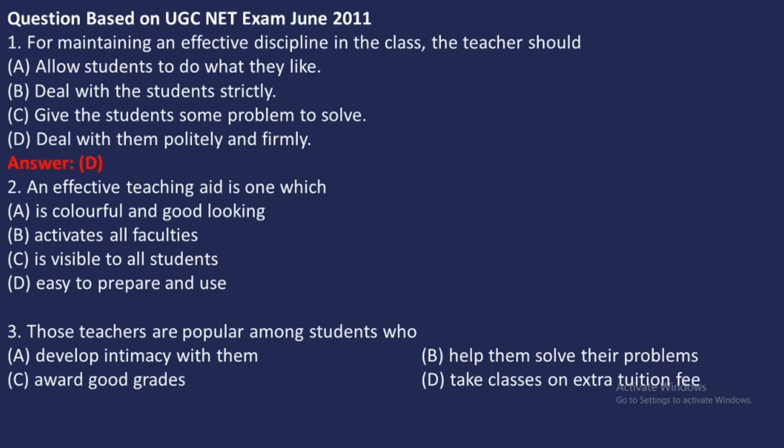An effective teaching aid is one which is colorful and good looking, activates all faculties, is visible to all students, easy to prepare and use. The right one is option B, that it activates all faculties. Those teachers are popular among the students who develop intimacy with them, help them solve the problems, award good grades, take classes and extra tuition fee. No, the right one is option B, that is help them to solve their problems.